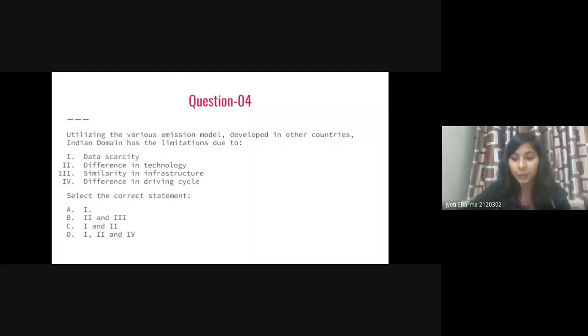Why? Because, as I told you, in European countries we have the data of the driving pattern: how people are driving the car, how much speed, what the speed behavior of each vehicle per person is. We have such kind of data there. Such data is not available in India, so there is a data scarcity. Second, difference in technology. They have very advanced and innovative engines in their vehicles, and that's why emission has been minimized.